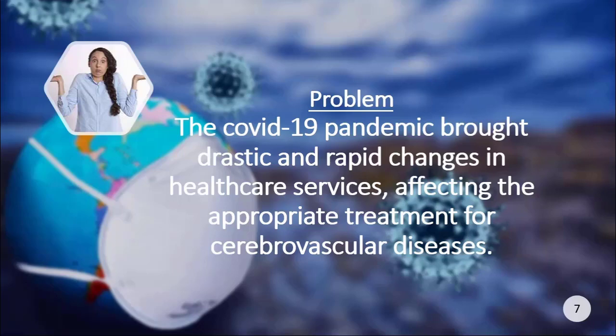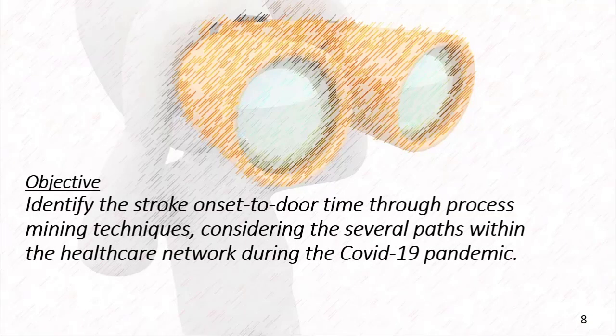Furthermore, in this period, assistance to stroke patients was negatively impacted worldwide, reflecting a sharp reduction in the number of hospitalizations for acute stroke and, consequently, in the number of patients receiving treatment within the therapeutic window. Therefore, the objective of this study was to identify the onset-to-door time through process mining techniques, considering the several paths within the healthcare network during the COVID-19 pandemic.